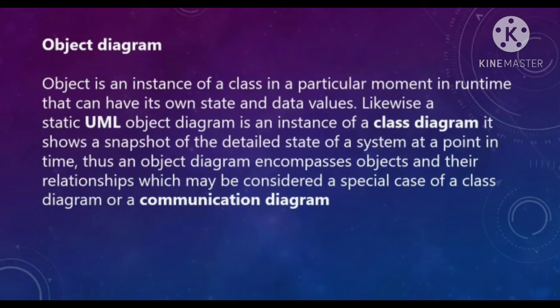Object diagram. An object is an instance of a class at a particular moment in runtime that can have its own state and data values. Likewise, a static UML object diagram is an instance of a class diagram. It shows a snapshot of the detailed state of a system at a point in time. Object diagrams show objects and their relationships, and may be considered a special case of a class diagram or a communication diagram.